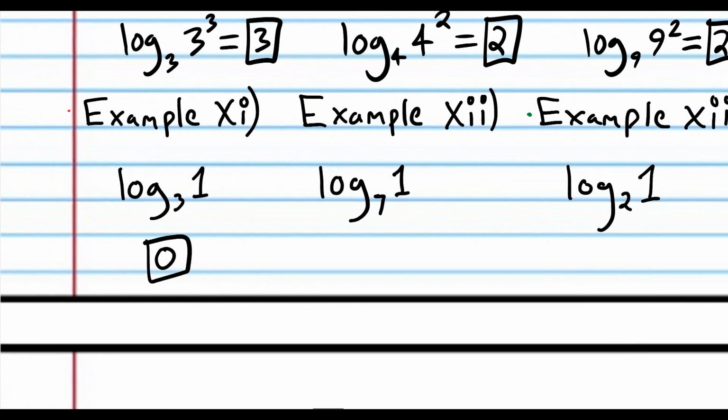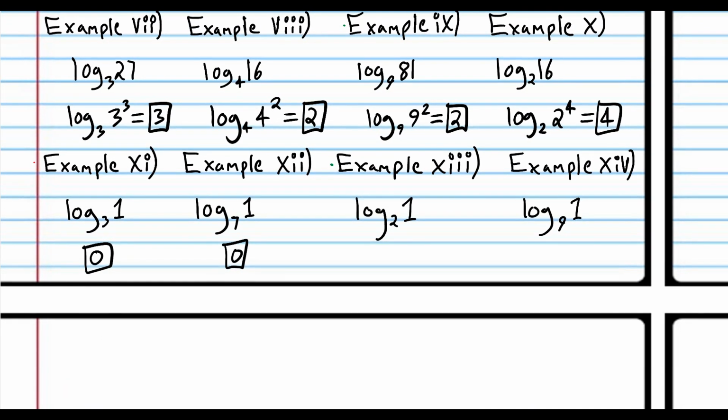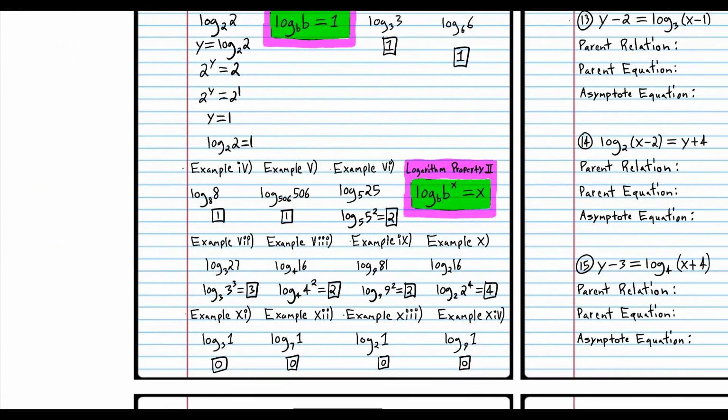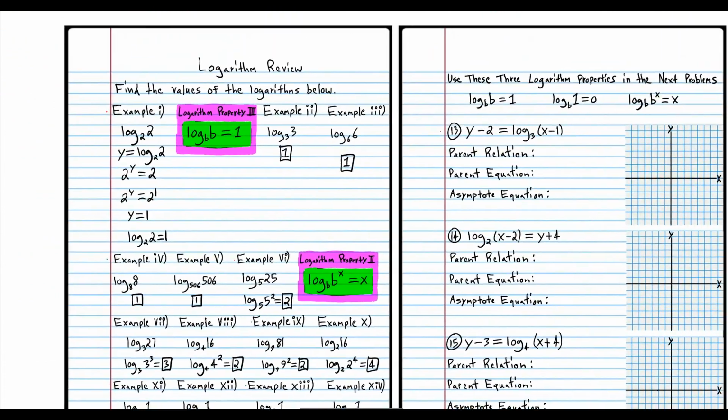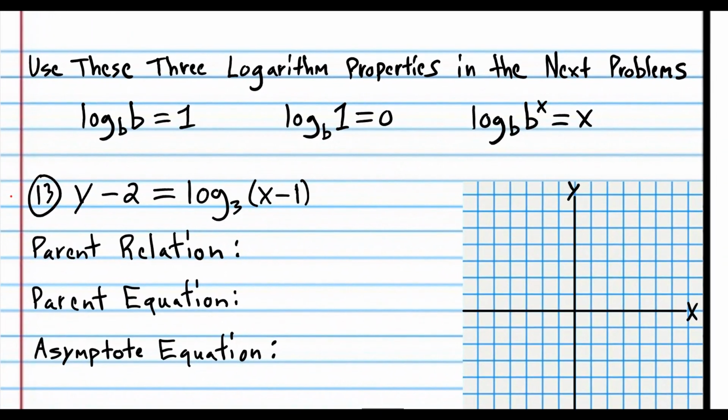So here we have 1 again in the log function. The value is 0. So in examples 13 and 14, you can guess what it's going to be. It's going to be 0 again because you have 1 in the log expression. So these are important principles, these properties, that we have to use to help us graph the logarithmic relations.